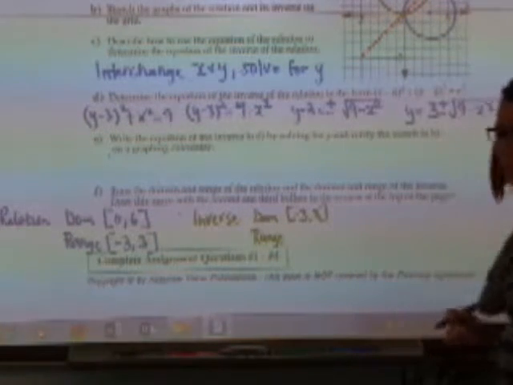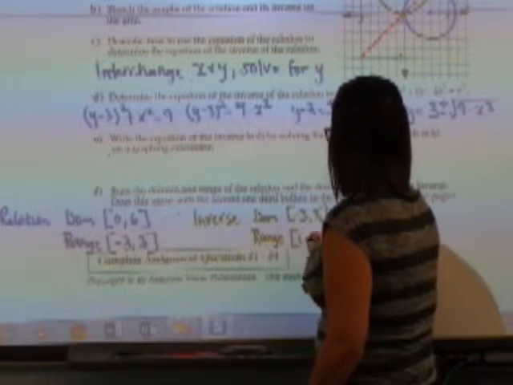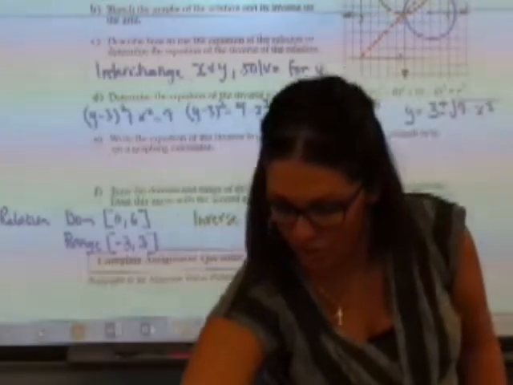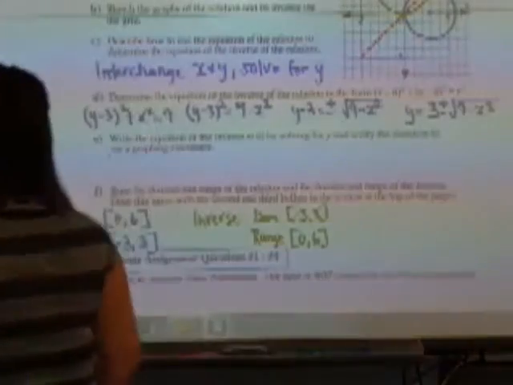And what is the range? 0 to 6. And then the last question is, does this agree with the second and the third bullets in the review at the top of the page?